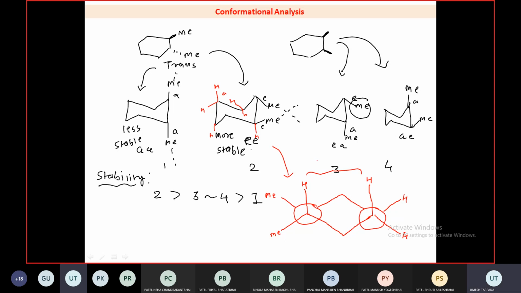So this is the structure of axial and equatorial. The two groups, methyl and hydrogen, do not interact in this case. Here both hydrogens are axial. Here two hydrogens interact with each other. So methyl and hydrogen interaction is not taking place. But if you consider one axial, one equatorial, then what happens? In this case, one axial and one equatorial.